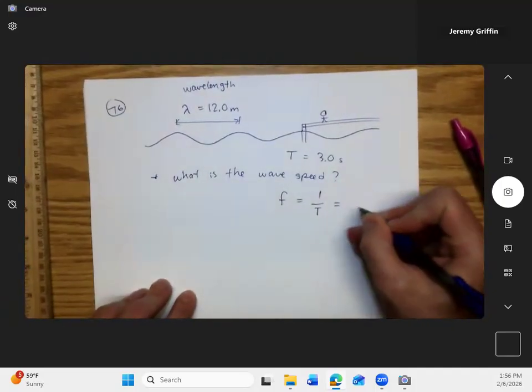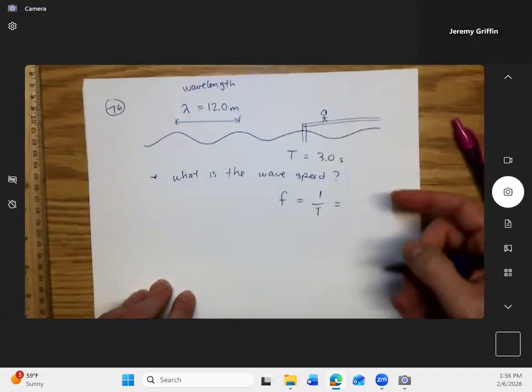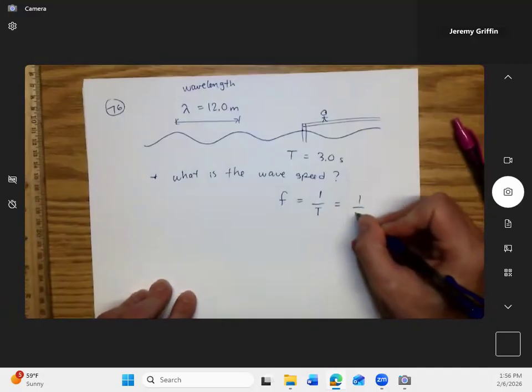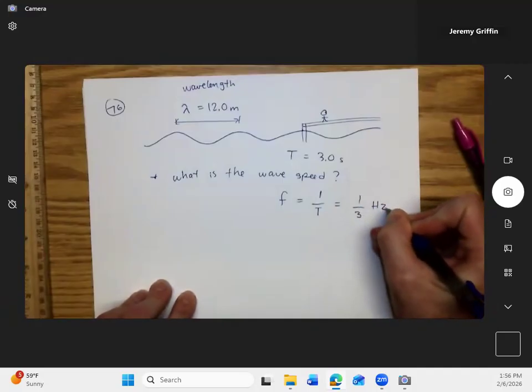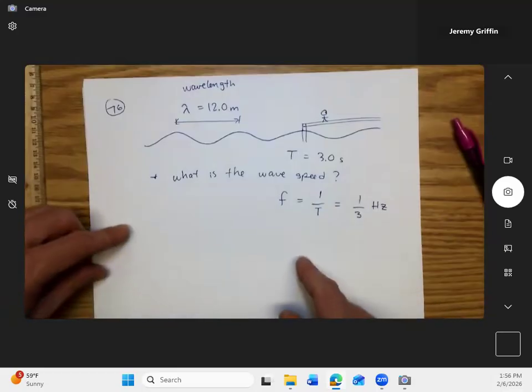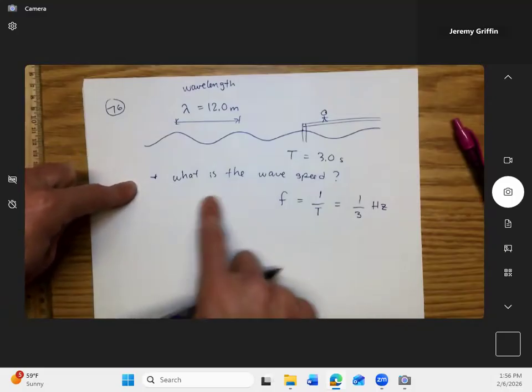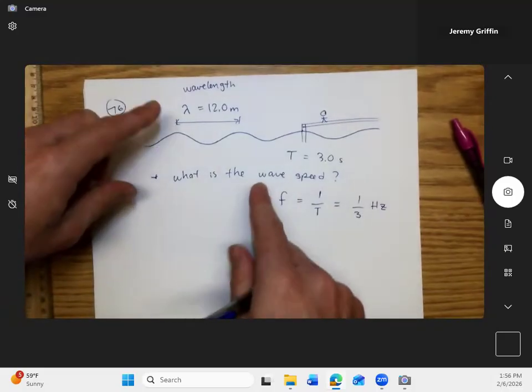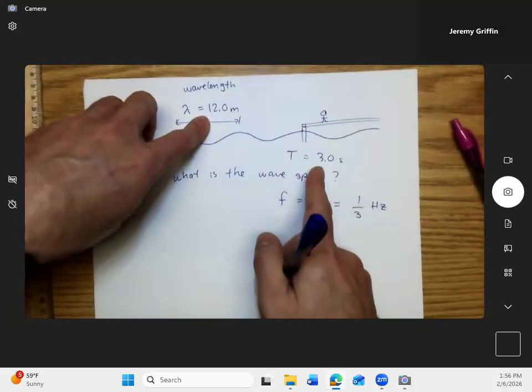If that's true, what's the frequency in this case? A third of a hertz. Wouldn't that be true? A third of a hertz. So why am I going down this path? Because there is a wave equation that can also answer this question. You already told me the answer. It has to be 4 meters per second. You said 12 over 3.